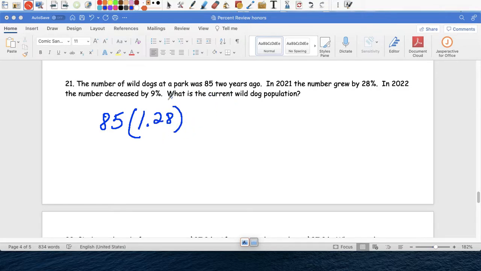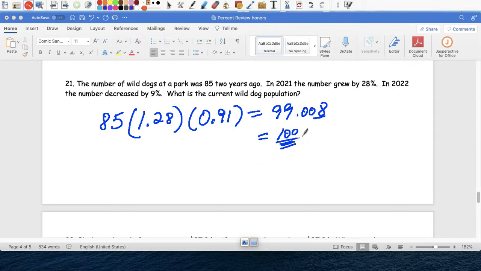And then the next year it decreased by 9%, which means we're now at 91% of that total. So 85 times 1.28 times 0.91. So there are 99. Now this is an interesting answer because I get this in my calculator. We can't have 99.008 wild dogs. Do we round this to 100? Yeah, because that's such a tiny number. Well, hopefully on your test you won't have an ambiguous answer like that, because I think the correct answer would be 100, right? So 100 wild dogs.